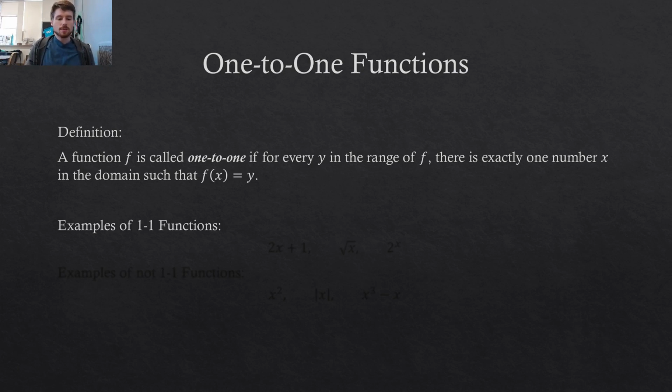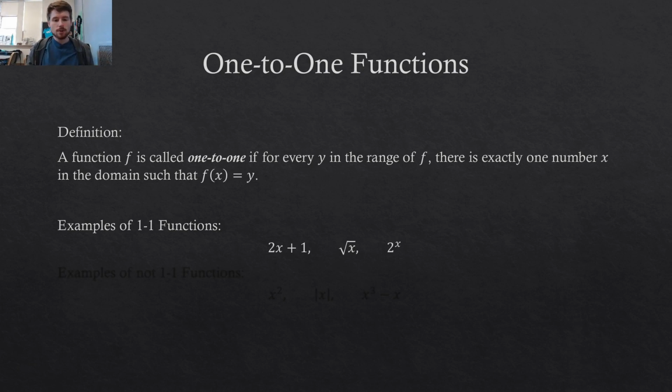So here's some examples of one-to-one functions. 2x plus 1, a linear equation, is a function. The square root of x is a one-to-one function. 2 to the x is a one-to-one function. So these are all examples of one-to-one functions. It's a lot harder to prove that a function is one-to-one than it is to prove that it's not one-to-one. Because to show that it's not one-to-one, all you have to do is find one y in the range that has two x's that go to that same location.